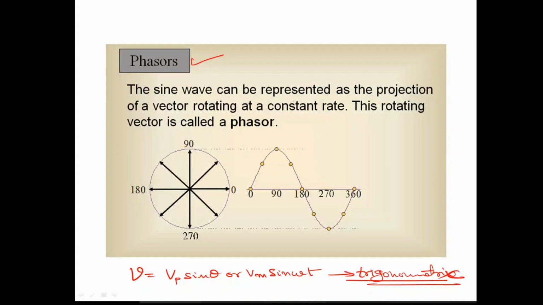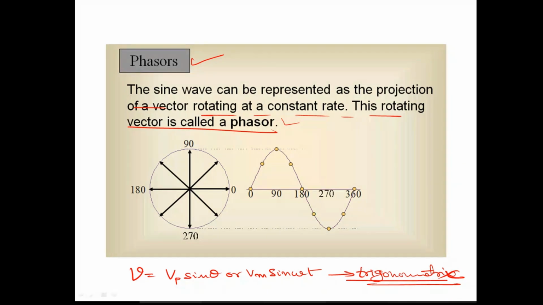So a sine wave can be represented as the projection of a vector rotating at a constant rate. This rotating vector is called a phasor. Vector you might be knowing. So a vector, mathematics lo chadive unnaru, vector is nothing but a straight line with some magnitude and direction. And if you consider a vector rotating with a constant rate of speed, that vector is called a phasor. That is the difference between the vector and the phasor of the sinusoidal waveform.